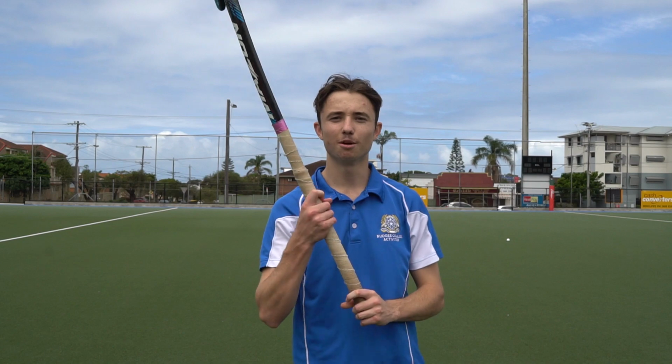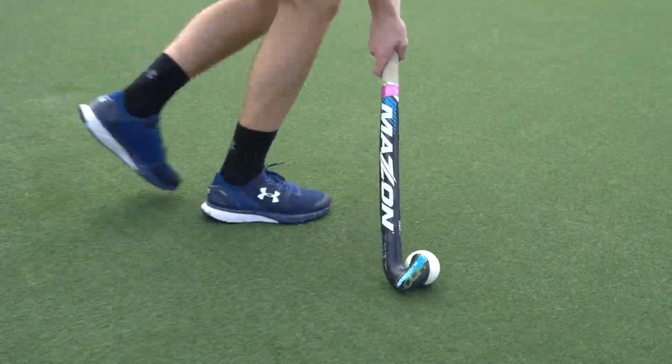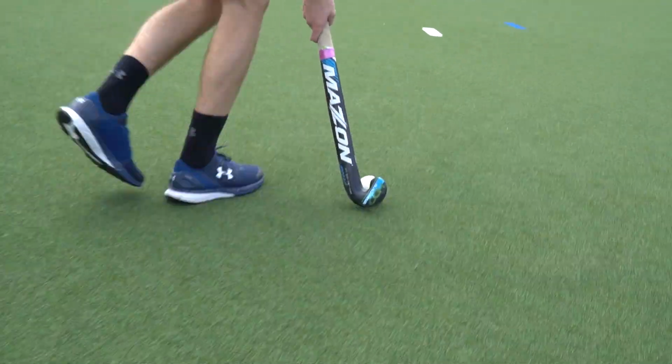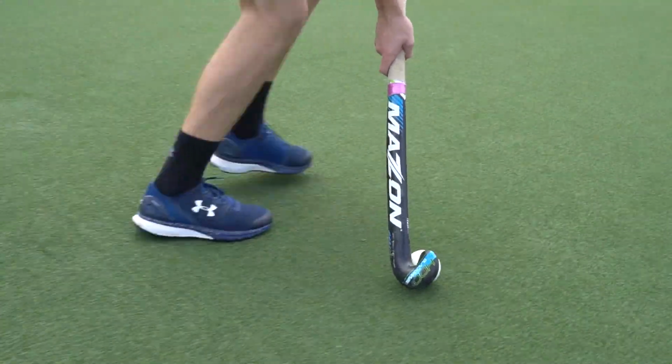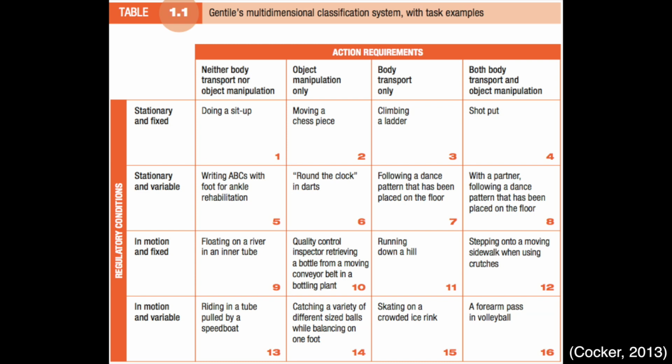We'll start off our hockey skills video with examples and explanation of the hockey dribble. I'll demonstrate myself. Dribbling is a critical skill in the sport of hockey. It is how the ball is transported with a player during the game. Referring to Gentile's table, it would be classified as number 16. This is due to the regulatory conditions being in motion and variable, as well as the action requirements for dribbling, using both body transport and object manipulation.